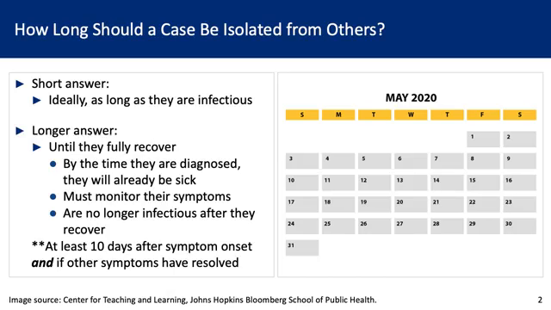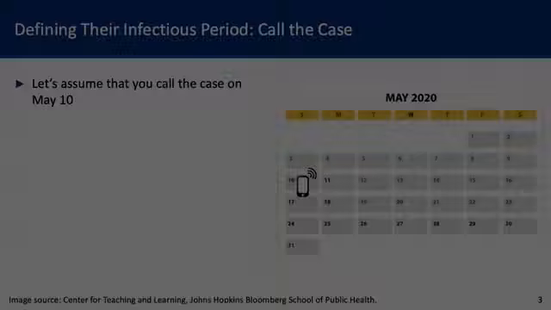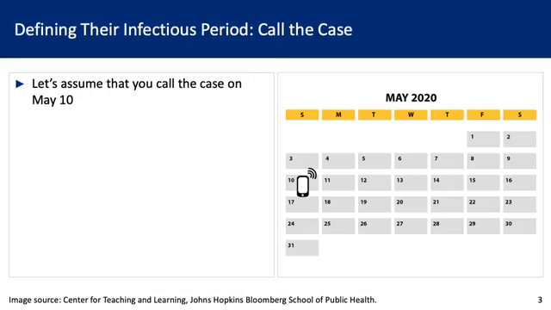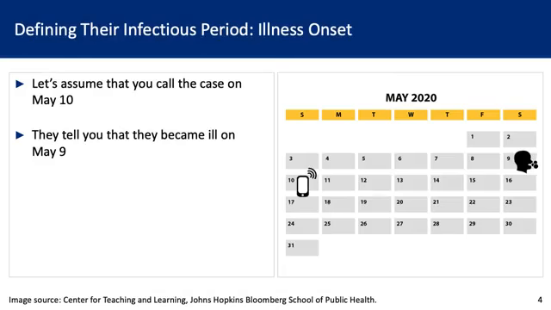And remember, they'll need to isolate themselves at least 10 days after symptom onset, and you'll have to know that their other symptoms are improving and they haven't had fever for 3 days. So let's see practically what this will look like. Let's assume that you identify a case and you call them on May 10th. During the conversation with them, they tell you that they became ill on May 9th.